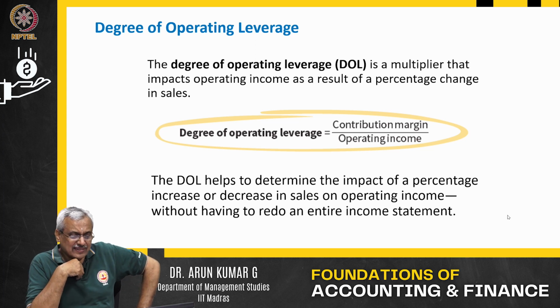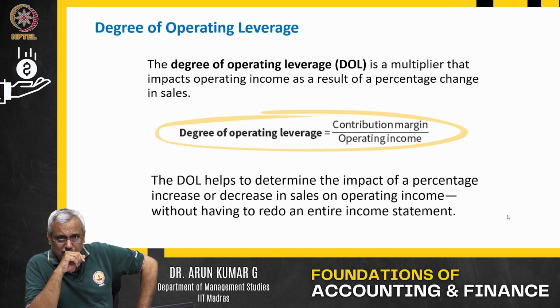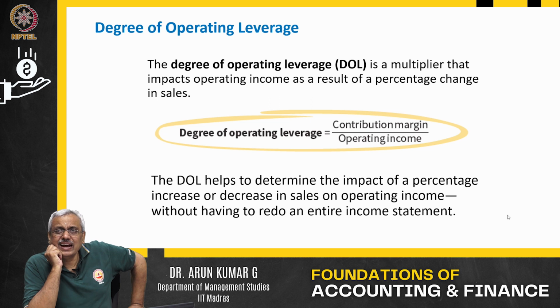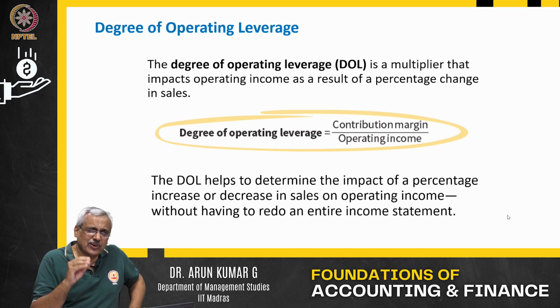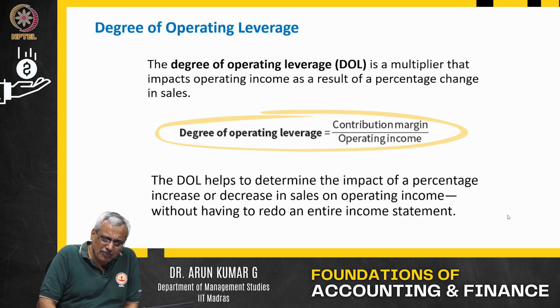We use what is called the degree of operating leverage as a measurement. For the degree of operating leverage, we say contribution margin divided by operating income is the measurement. Now, what does the DOL tell me? It tells me what percentage increase or decrease in sales will have on the operating income. What is the percentage of increase or decrease? Let's take an example, you will understand it better.